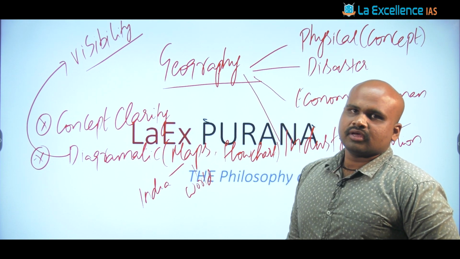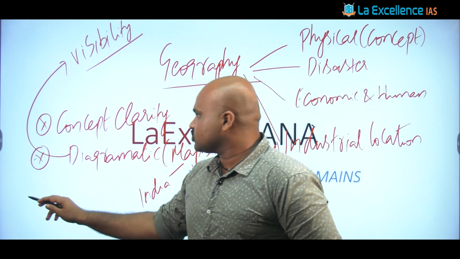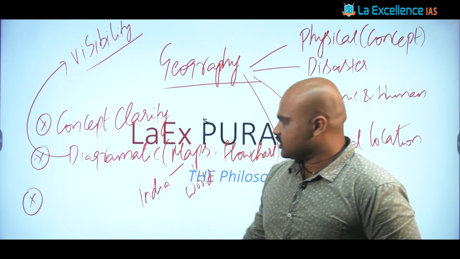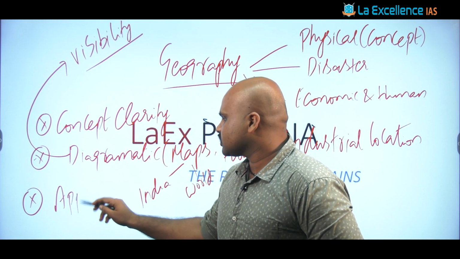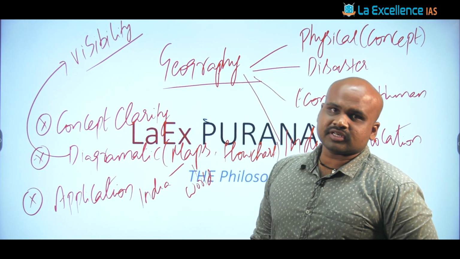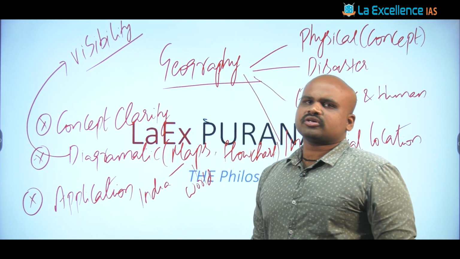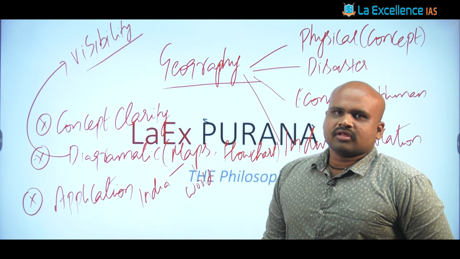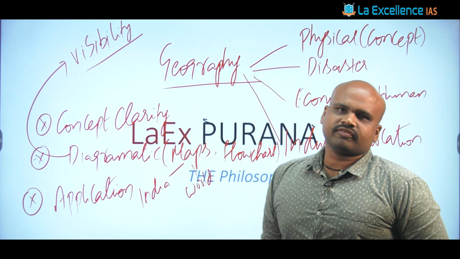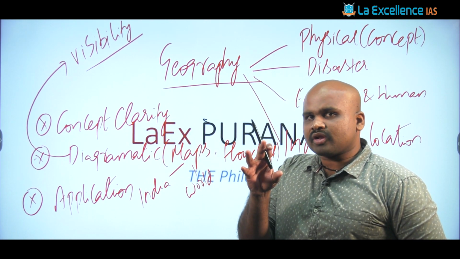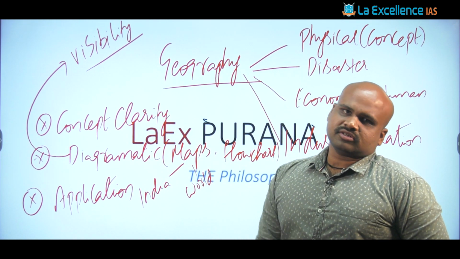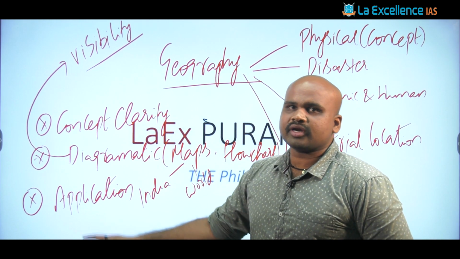The third element when it comes to geography answer writing is the application part. Be it any concept in geography, how is that particular phenomenon applied to human life? How is that particular phenomenon applied to the economic life of a particular region? So that becomes a very important aspect.